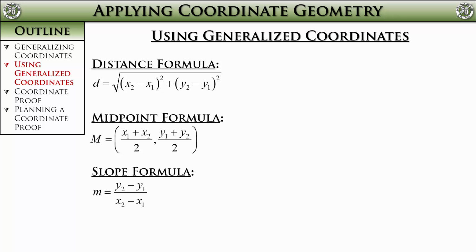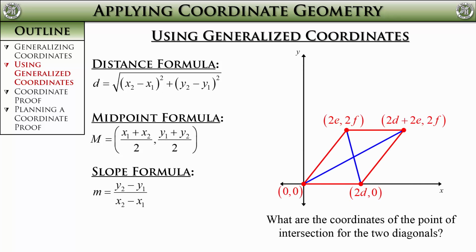Now let's see how these generalized coordinates get used in our formulas. You are used to plugging numbers into these equations. Let's see what happens if we plug variables in instead. Here I have a parallelogram where I have already labeled the vertices with generalized coordinates. Make sure you understand why the top right coordinate is 2d plus 2e for the x-coordinate. I will talk later about why there are 2's all over the place.